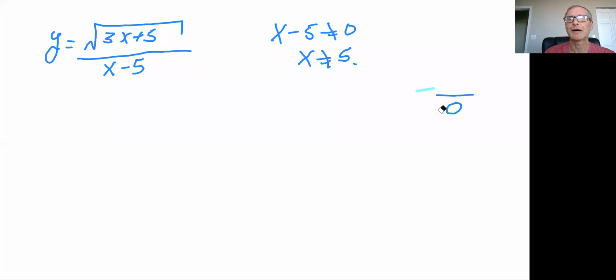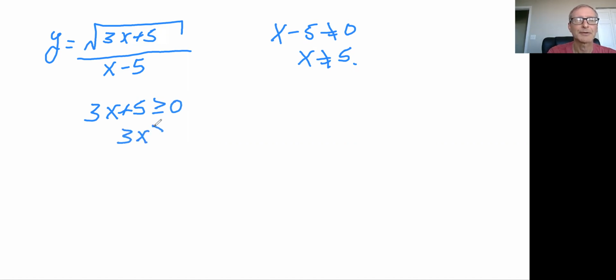So what do we do on the top? What we'll do on the top is we want 3x plus 5 to be greater than or equal to 0. So when you solve this, you would get 3x is greater than or equal to minus 5. And so if we divide each side by 3, x would be greater than or equal to minus 5 over 3.